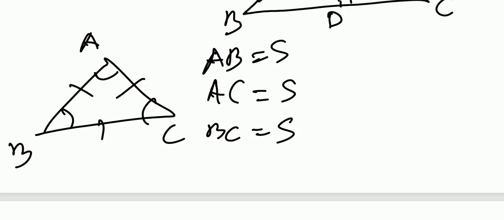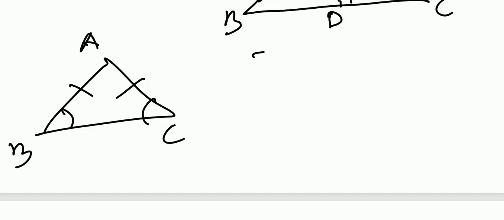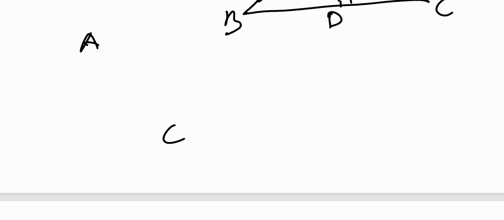Then if only two sides are equal, it's an isosceles triangle. But if all sides are equal, it's an equilateral triangle. In an equilateral triangle, all sides are equal, and all angles are equal. Then we have a scalene. In a scalene, there are no sides that are equal and no angles that are equal. Right? So those are the most important things that you must take into consideration when going into analytical geometry.